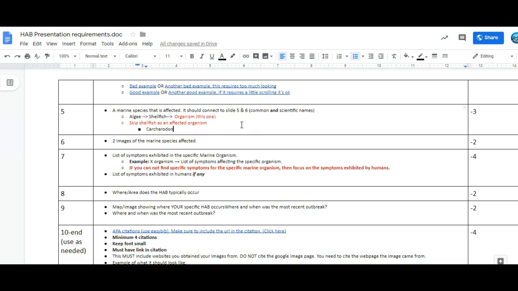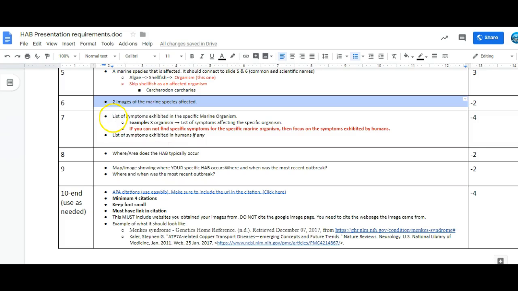So take a look at your organisms. If you are only seeing one thing for the name of the organism affected, you've got to dig a little deeper and make sure you have a 2-part name there. Then give me 2 images of the marine species affected. Then on slide number 7, I want to know the symptoms. So the symptoms of the affected marine organisms.